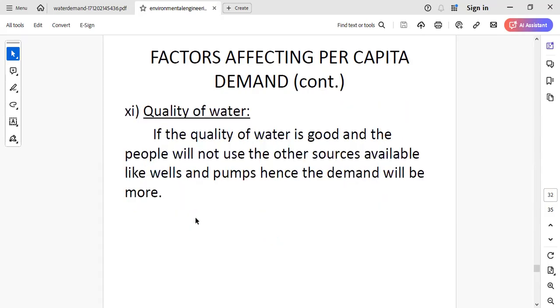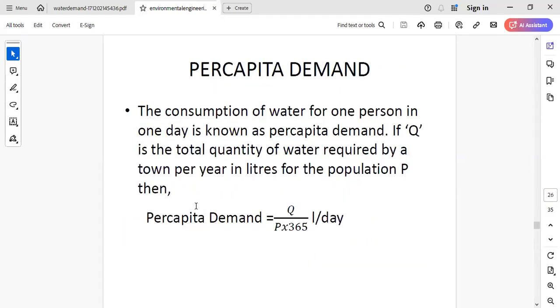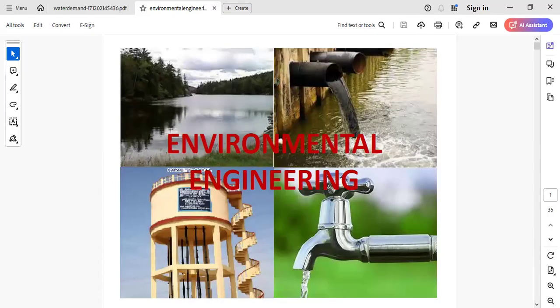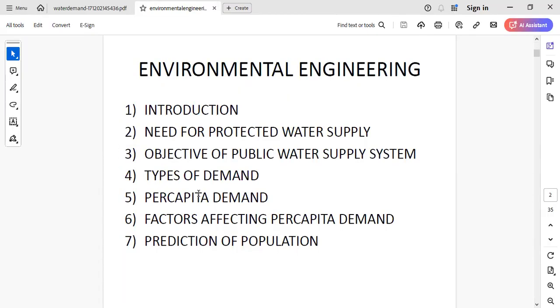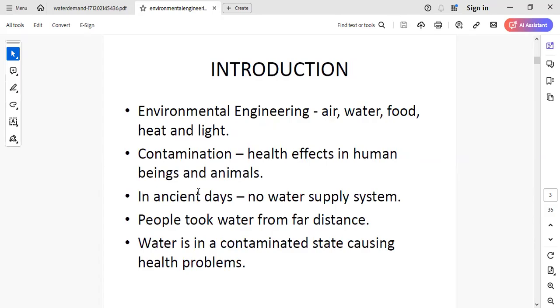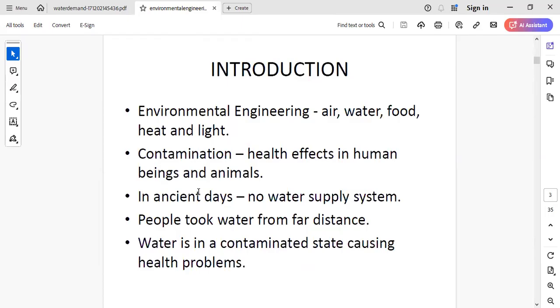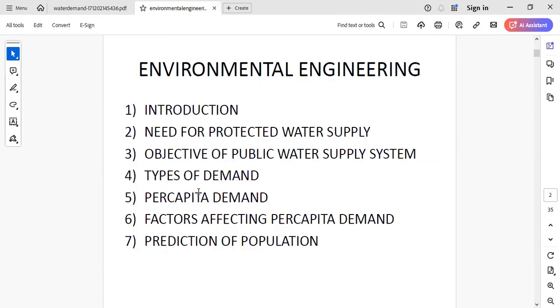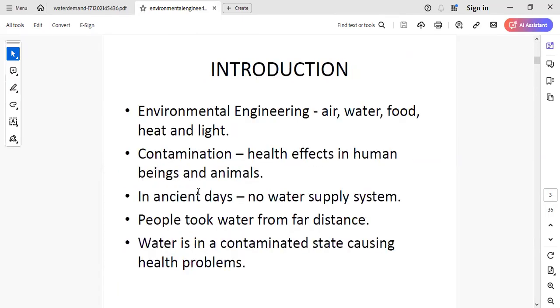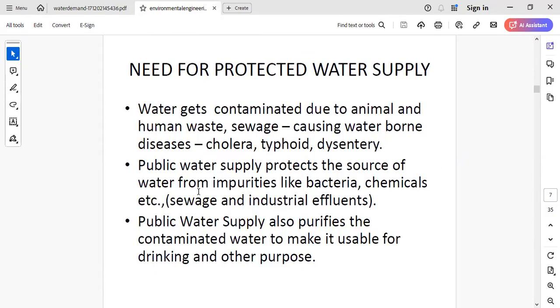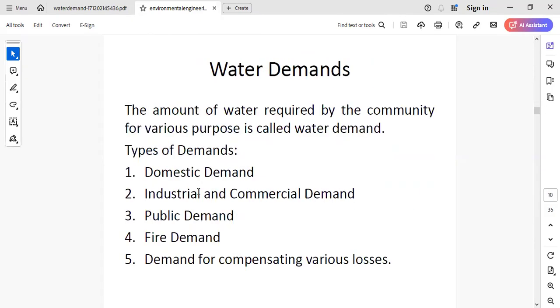So with this, I'll stop. Let me recollect what all we have seen. First we saw the course syllabus, course outcome, and the CO-PO mapping. Then I started the first chapter: what is the need for a public water supply system, what is the objective of a public water supply system, then what are the various types of demand, then factors affecting per capita demand.